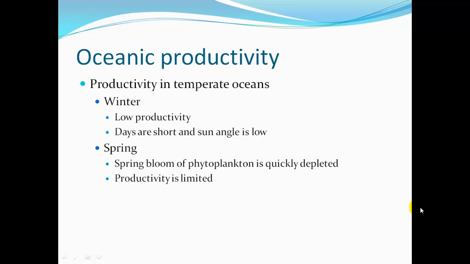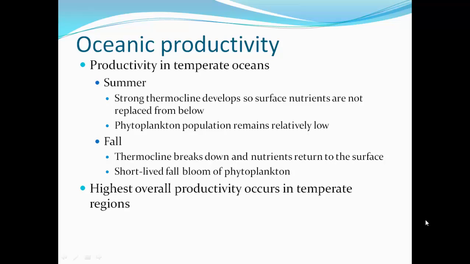Productivity in temperate oceans. In the winter there is low productivity, days are short, and the sun angle is low. In the spring, there's a spring bloom of phytoplankton, which is quickly depleted, and productivity is limited. In the summer, a strong thermocline develops, so surface nutrients are not replaced from below. The phytoplankton population remains relatively low. In the fall, the thermocline breaks down and nutrients return to the surface. Short-lived fall bloom of phytoplankton.